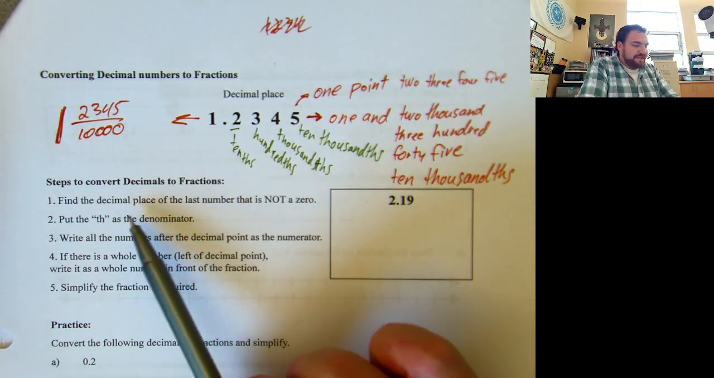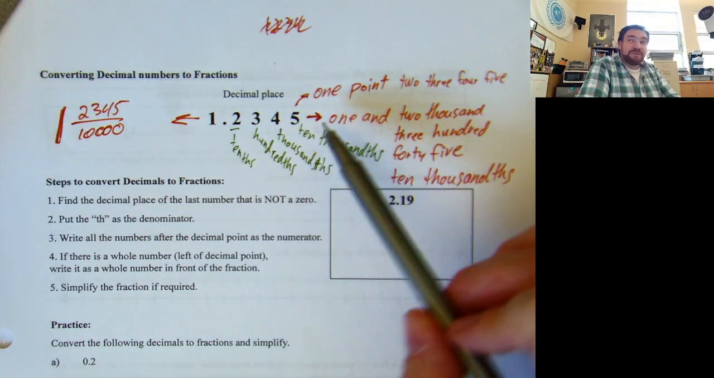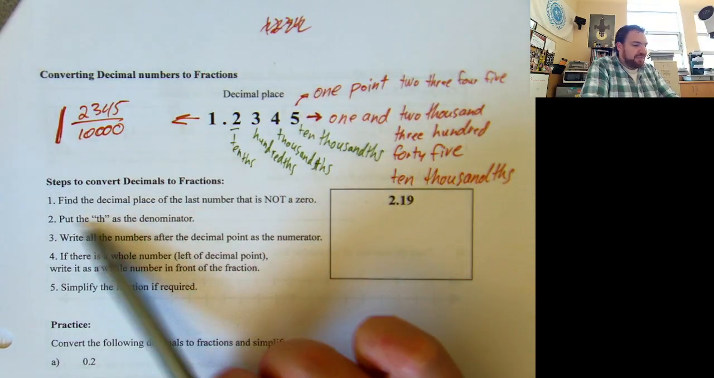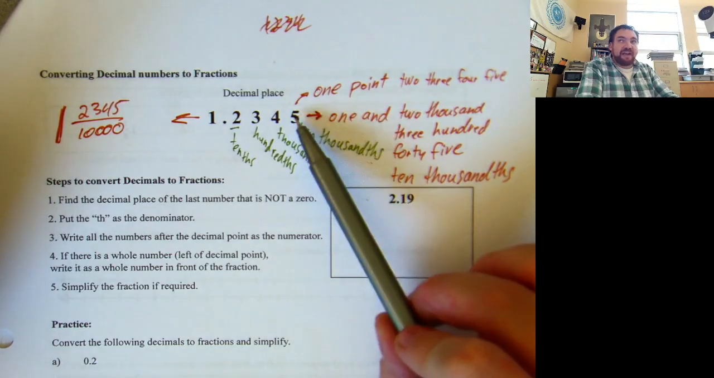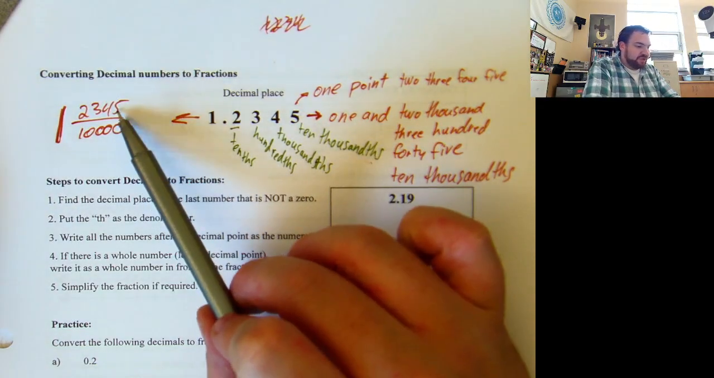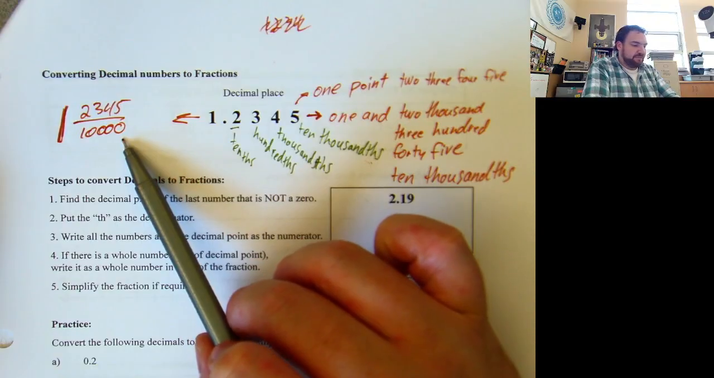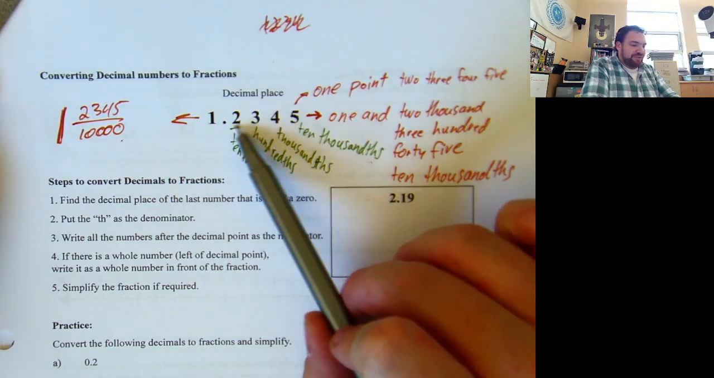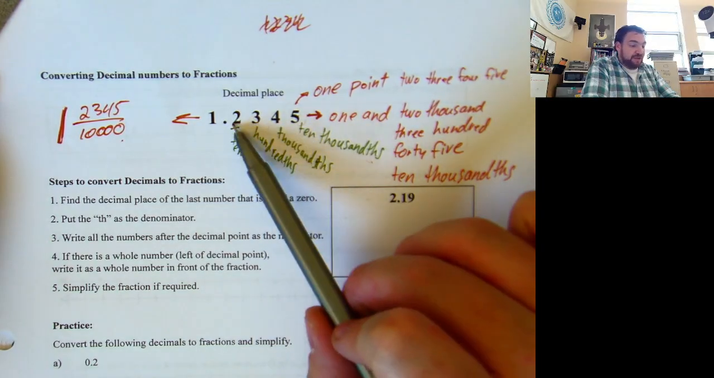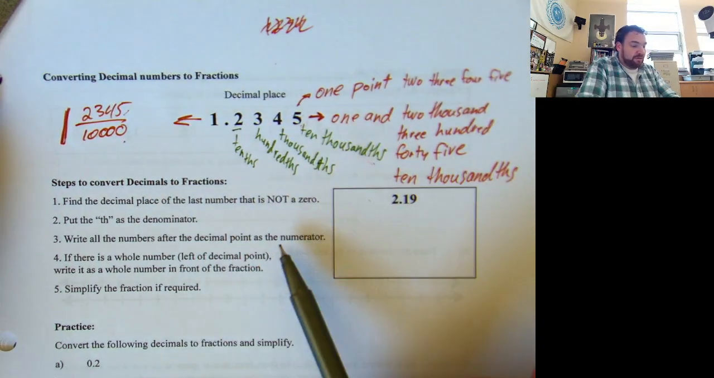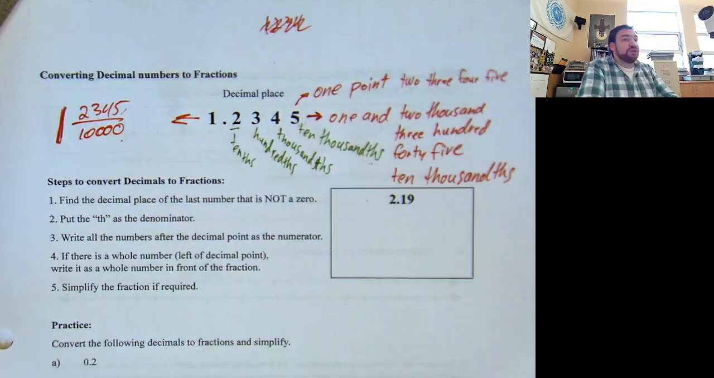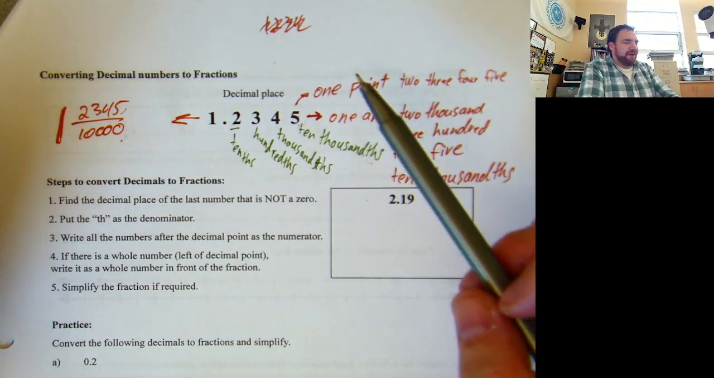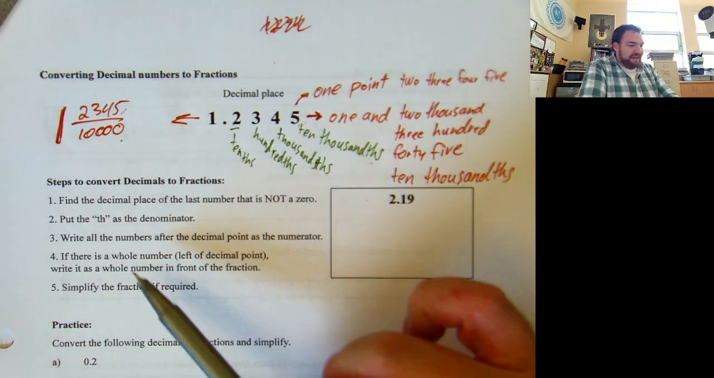you want to find the decimal place of the last number that is not a 0. So in this case, it was a 5. The place becomes your denominator. So the 10,000ths spot is where that 5 is. So that becomes our denominator. The actual decimal value, the 0.2345, that 2,345 becomes the numerator. The whole number becomes the whole. You could turn this, if you wanted to, into an improper fraction, but we don't want to do that yet. And then simplify if required.